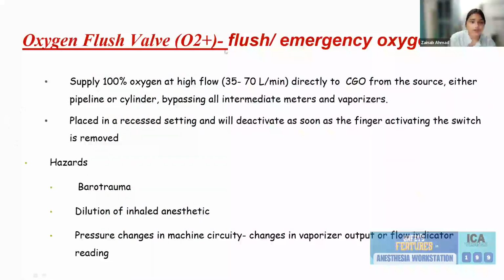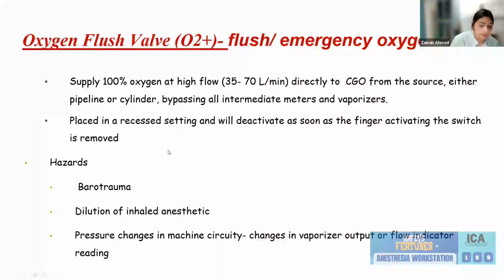So, the oxygen flush valve. This is the flush or emergency oxygen. Whenever there is a power shutdown and you are not able to ventilate, just switch on the oxygen flush valve. It supplies 100% oxygen at a high flow of 35 to 70 liters per minute directly to the common gas outlet from the source, pipeline or cylinder, and it bypasses all the intermediate parameters and the vaporizer. As a safety mechanism, it is placed in a recessed setting and is one-touch: as soon as you remove your finger, it gets deactivated.